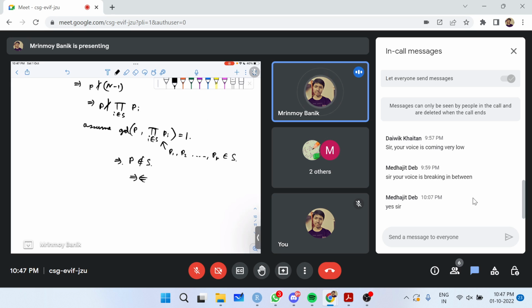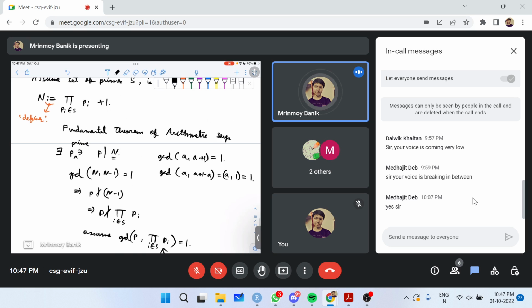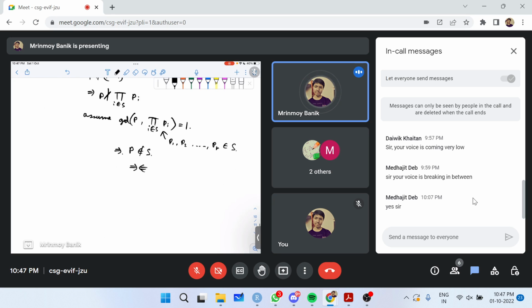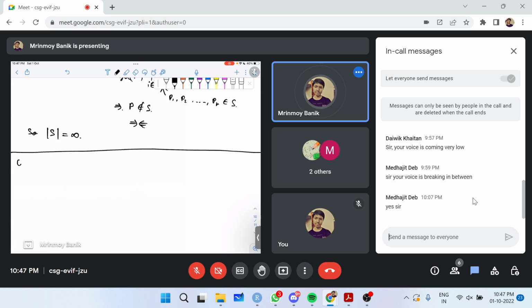So we just constructed a number N, which had a prime factor by the fundamental theorem of arithmetic, which is not in S. So from the contradiction, the set of primes S cannot be finite. This was a proof why the number of primes is infinite.